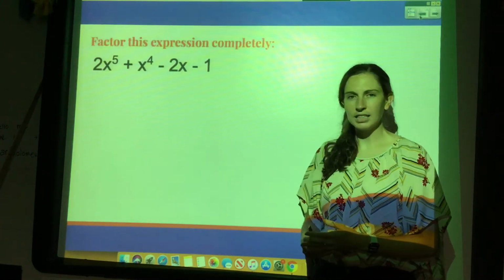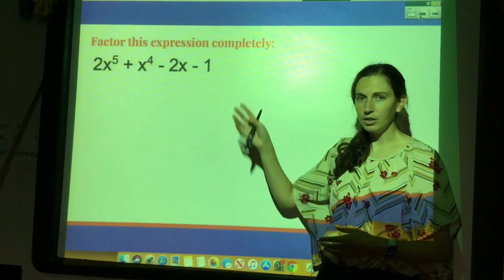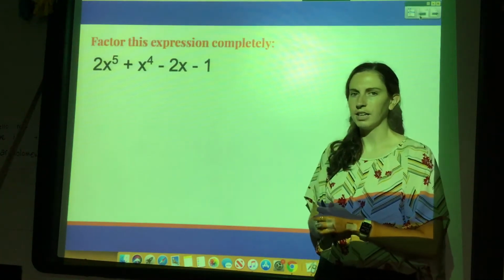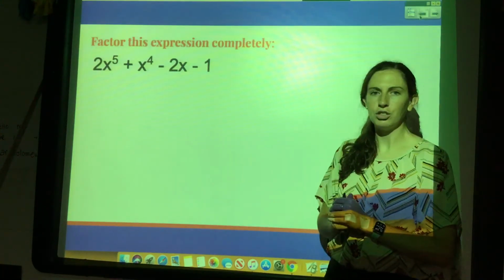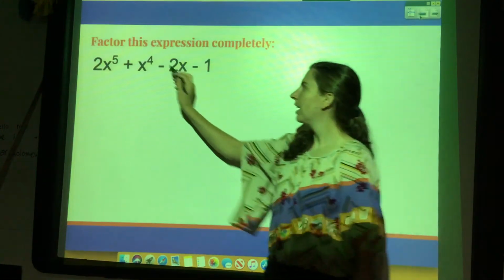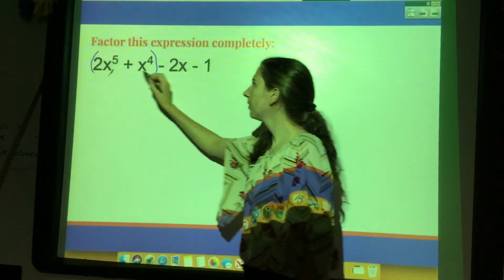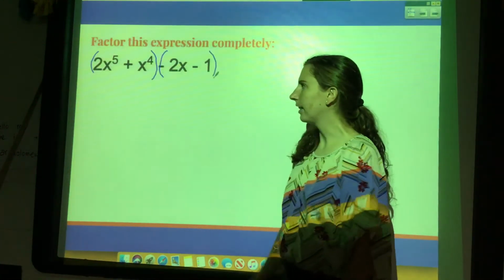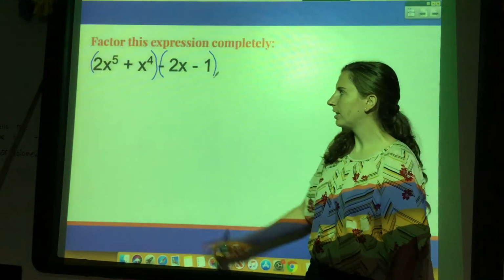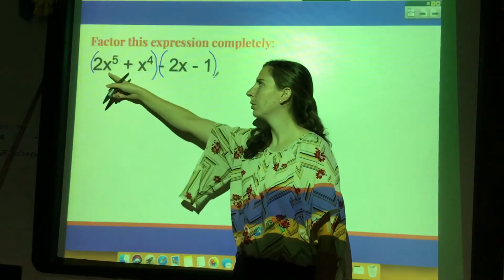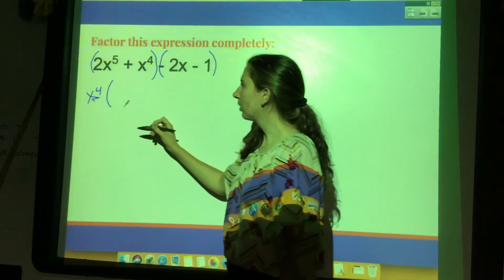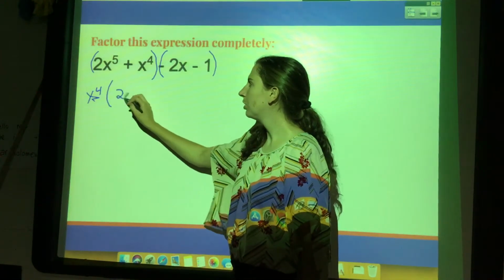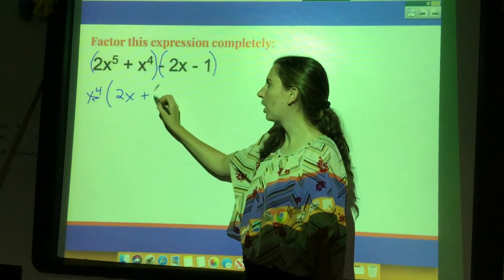You may want to check and see if there's a polynomial identity you could use, also not the case here. So since there are 4 terms, I'm going to jump into using the grouping method. I'm going to group the first 2 and group the last 2 together, and then factor out a GCF from the first group, which would be x to the 4th, and that's going to leave 2x plus 1.